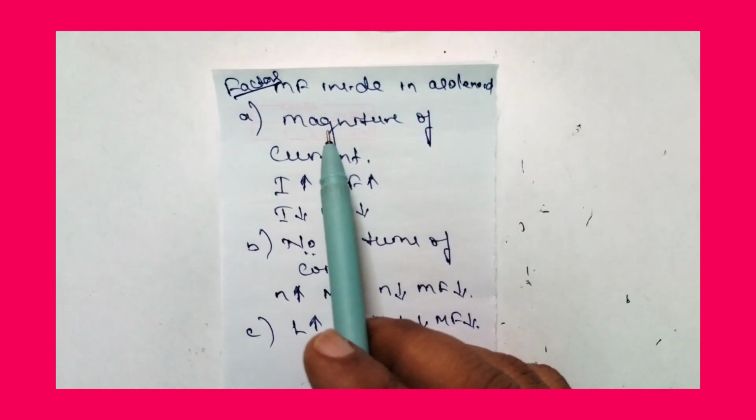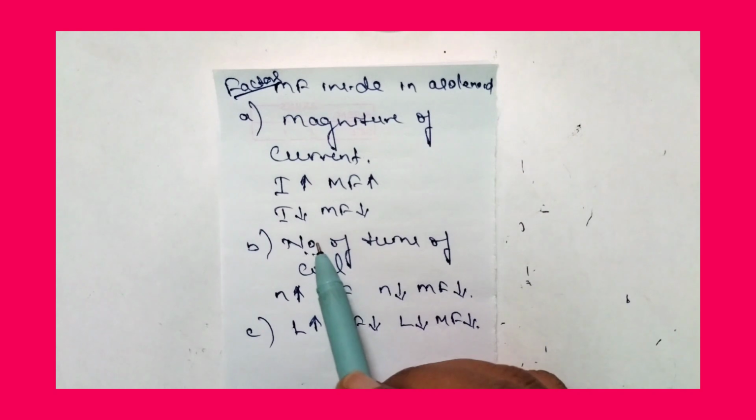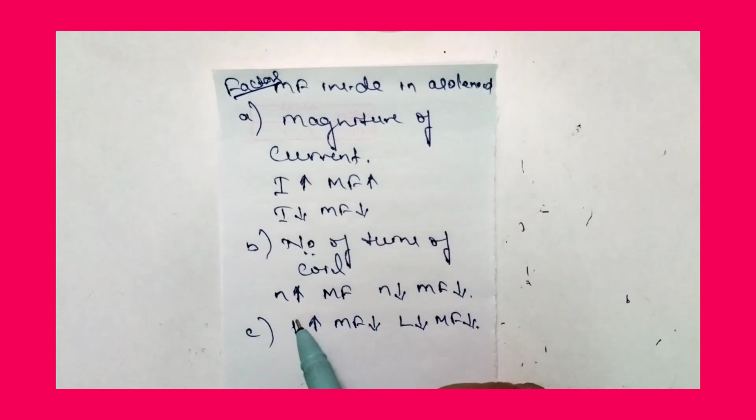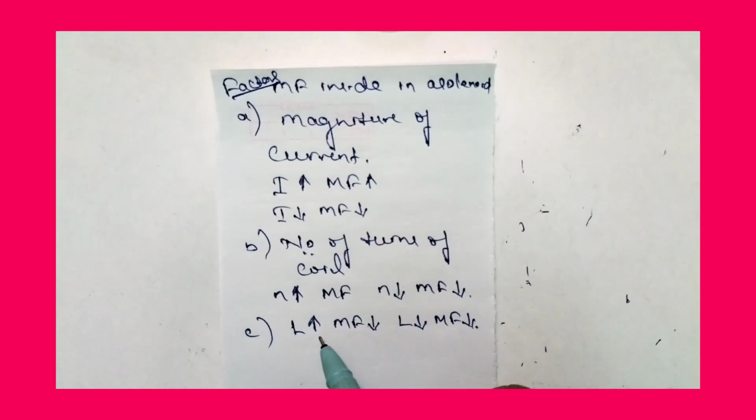So it depends upon the magnitude of the current, it depends upon the number of turns of the coil, and it depends upon the length of the solenoid, because the length of the solenoid should always be more than the area of the solenoid.